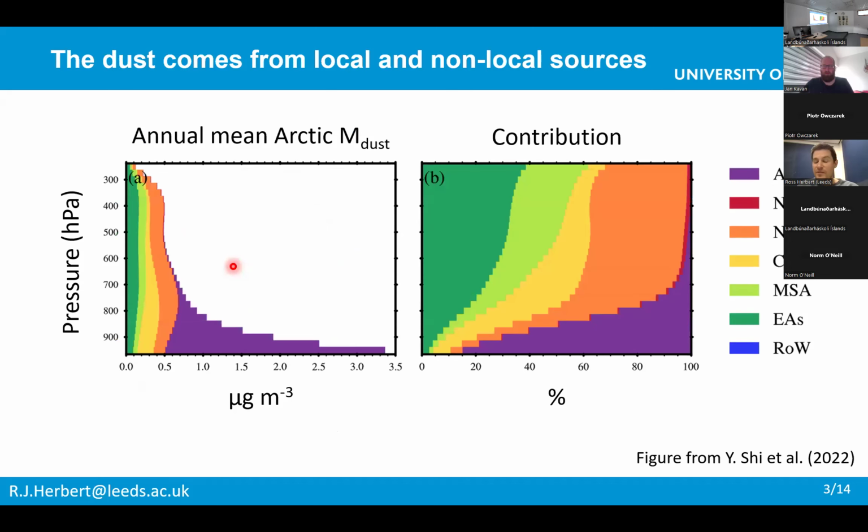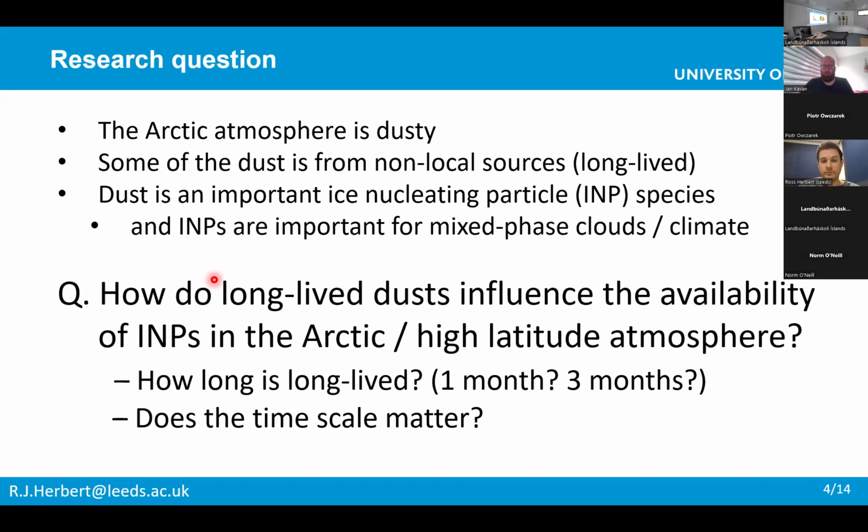Also not going to surprise anyone, we know that there are local sources and non-local sources. This was a modeling study where the authors looked at the dust in the Arctic and where it came from. If we look at the profile here on the left, the purple is the Arctic dust, and then other sources, so the low latitude dust sources. You can see there are contributions from all these different sources. There's quite a lot of vertical variation in the contribution, but this dust comes from local and non-local sources.